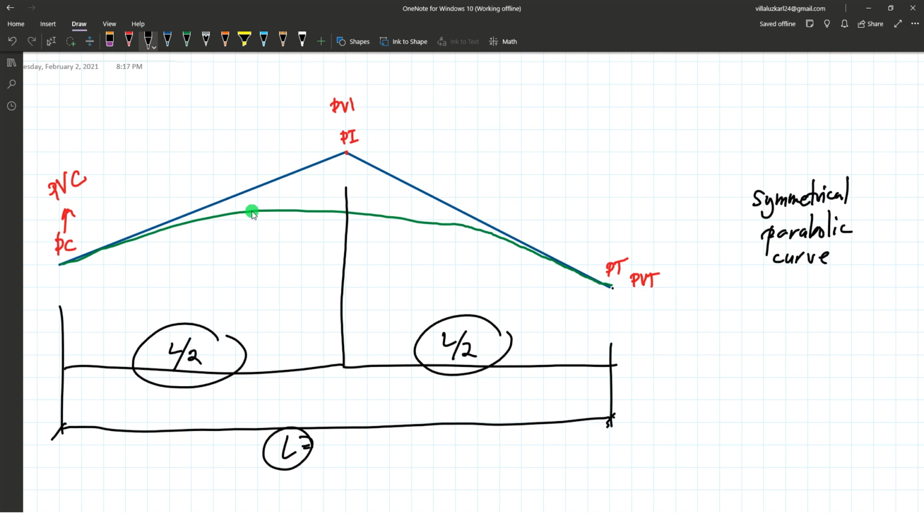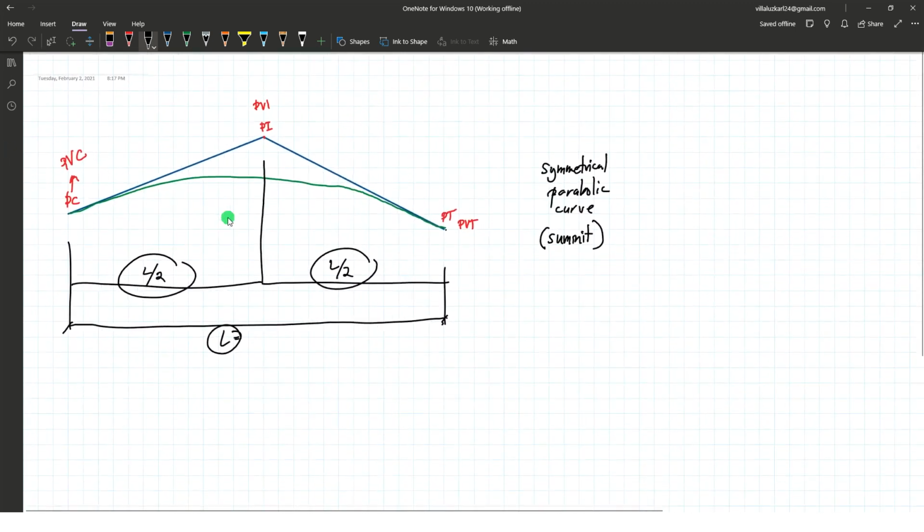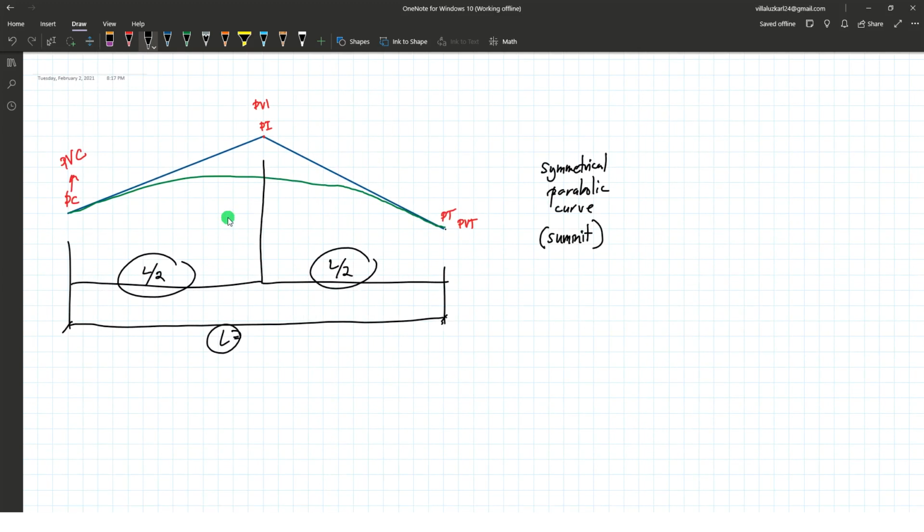By the way, this curve, which goes upward at PC and goes down towards PT, is a summit curve. On the other hand, if we start at a downward tangent and then an upward tangent, having a curve like this will be a sag curve. Okay, so let's go back here.